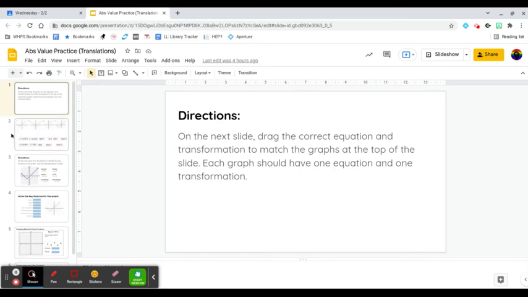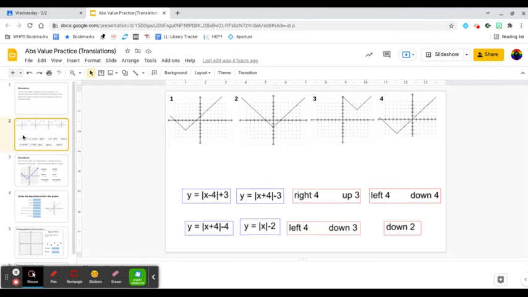Okay, let's take a look at some absolute value translations. So we talked about how the translations directly correlate to the equation. If we look at number one, it looks like the vertex of the parent function, which normally starts at 0, 0, was shifted over to the left 4 and down 3.